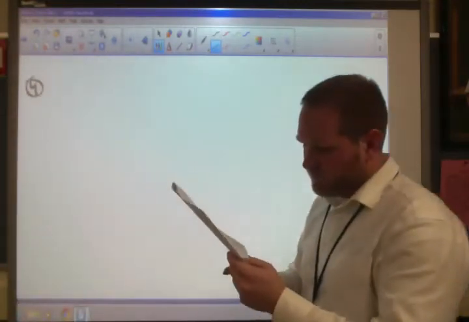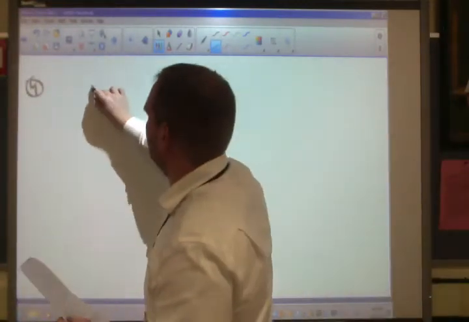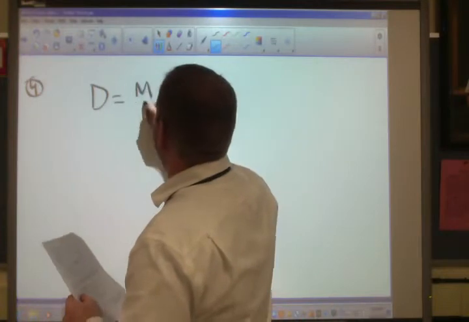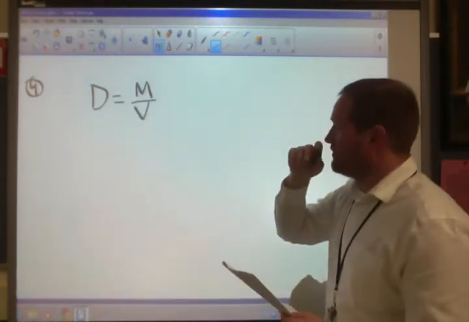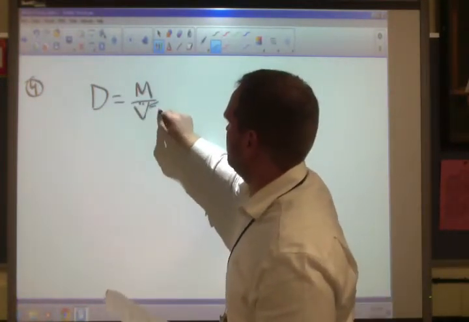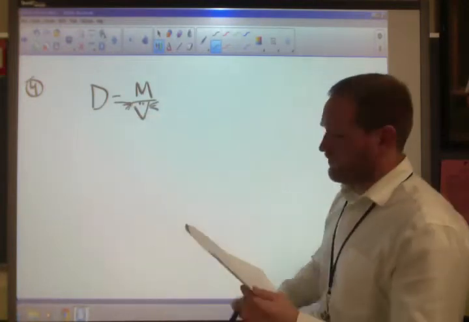Number 4. Formula for density. Density equals mass over volume. Don't forget your density fox. Like that. Mass over volume.